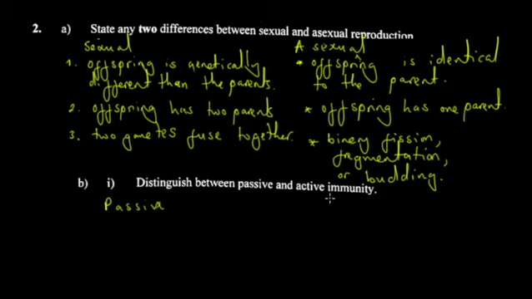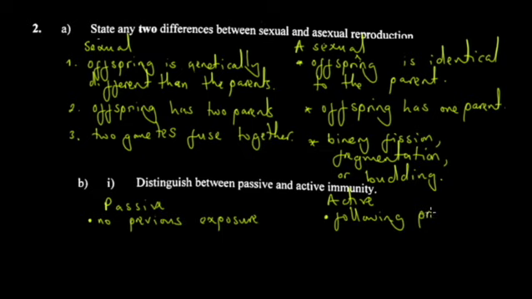Another one, they really like this thing of distinguishing stuff: passive and active immunity. For passive immunity, you don't require any previous exposure. For active immunity, it means you're actually infected now. So active immunity follows previous exposure.